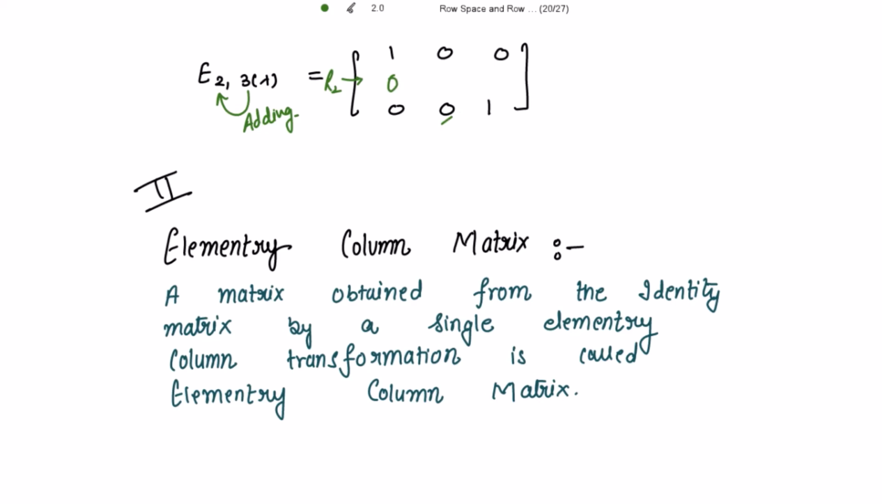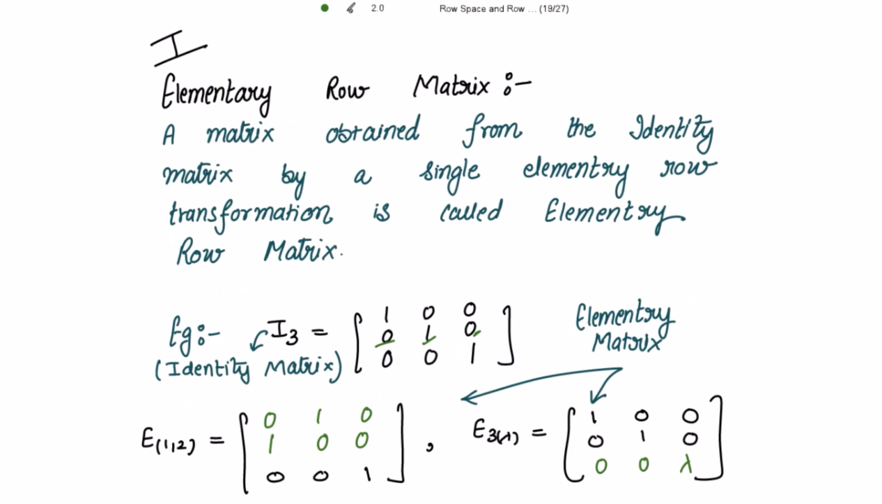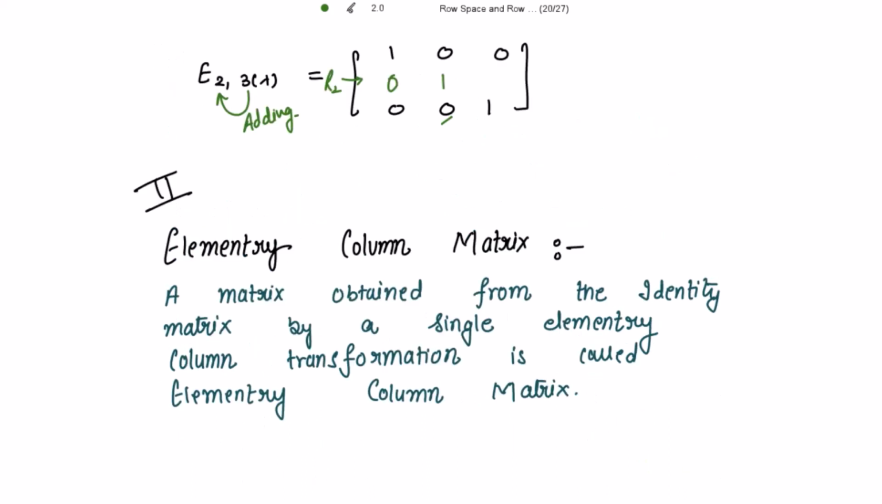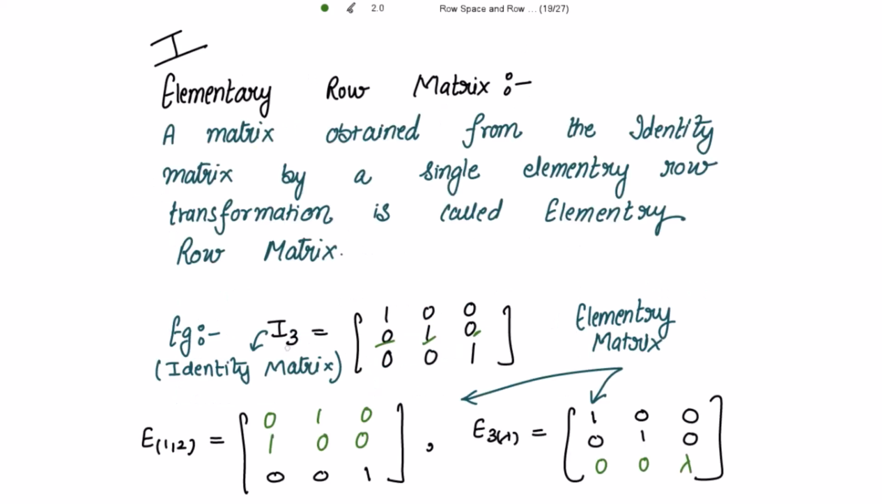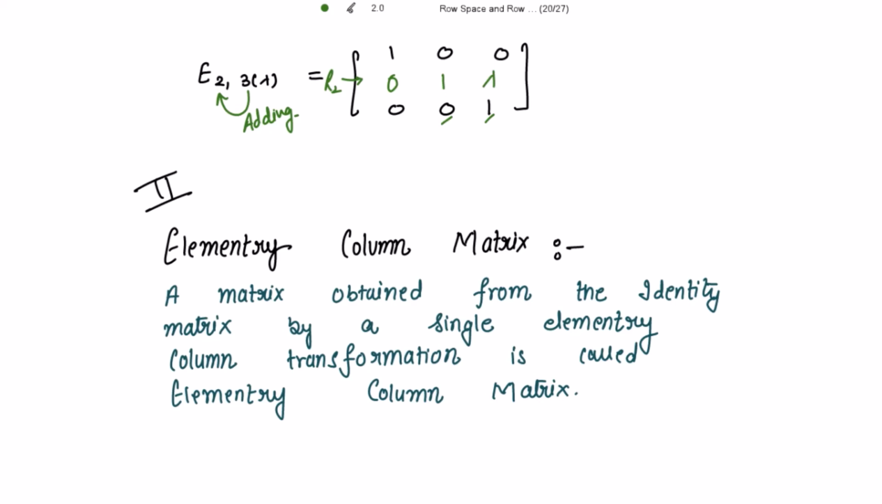Multiplying the second element of row 3 with lambda gives 0, and adding this to the second element of R2 of I3 will give plus 1. So 0 plus 1 is 1. Multiplying the third element of R3 with lambda gives lambda, and adding this to the third element of R2 of the I3 matrix, that will give lambda plus 0, that is lambda. So this is how we obtain the elementary row matrices from the identity matrix, right?